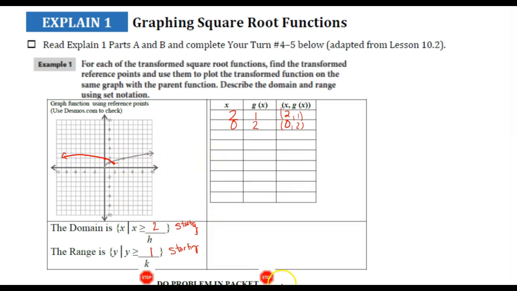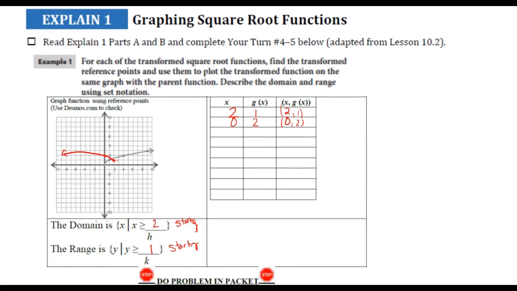Just as it says here, we're going to stop right here and we're going to do some problems out of the packet. Okay, so go ahead and do that.